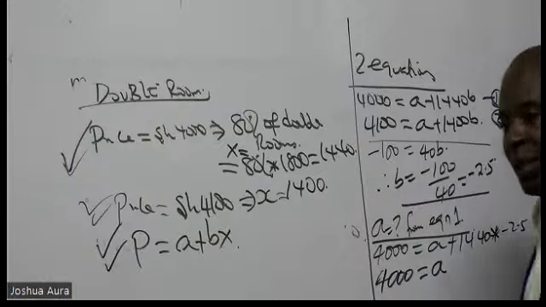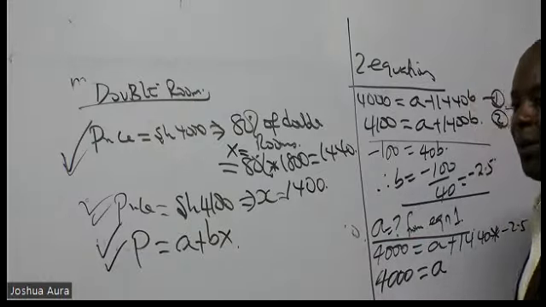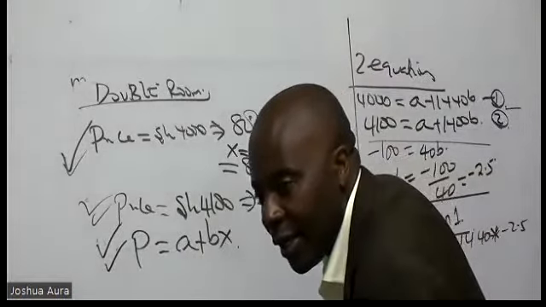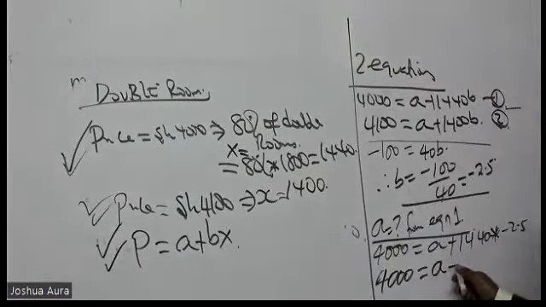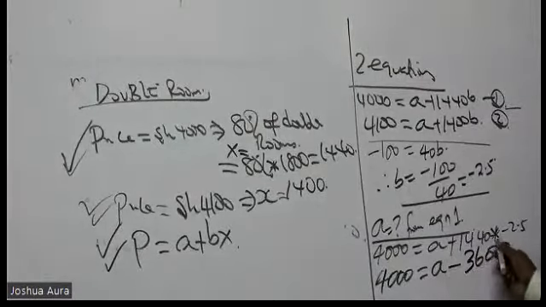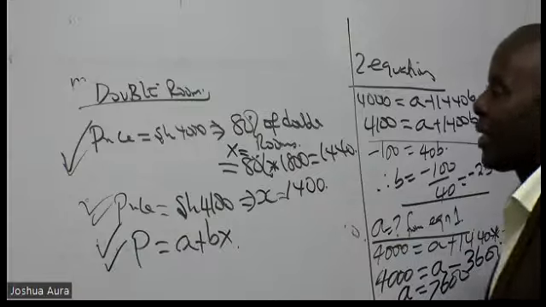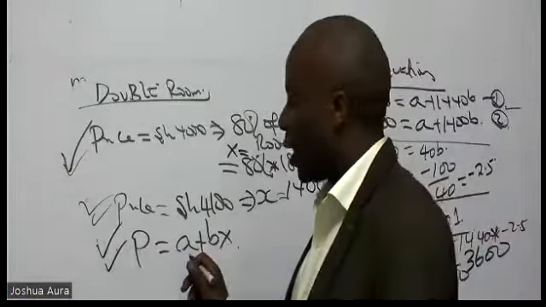Somebody give me a figure there. Yes, we have minus 3,600. So let this cross over the equal sign. When it crosses over the equal sign, it becomes positive, right? So A equals 4,000 plus 3,600, which is 7,600. That is A, and I have B. So my work tonight is to write the price equation comfortably.